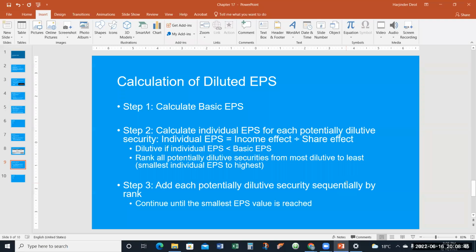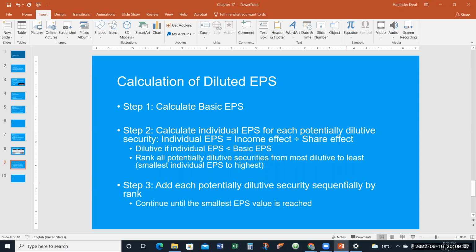Please make sure that in all the practice you do, and you should do practice questions from this chapter, you do the questions more about the problems, because those are the ones that have the more juicy, meaty examples. Make sure that you're not skipping the step of ranking each security.